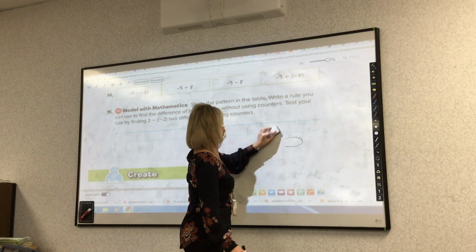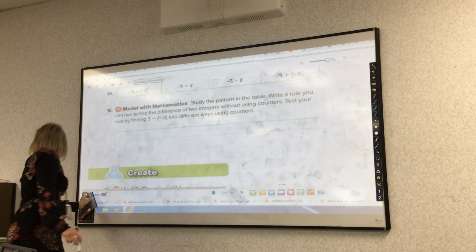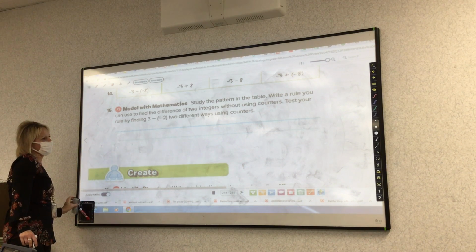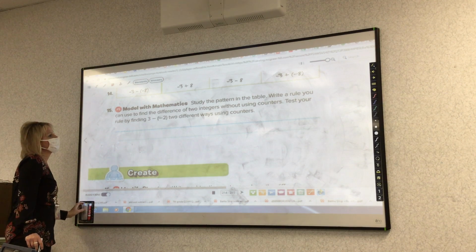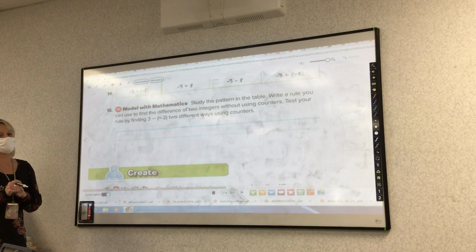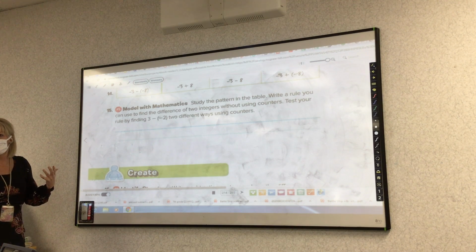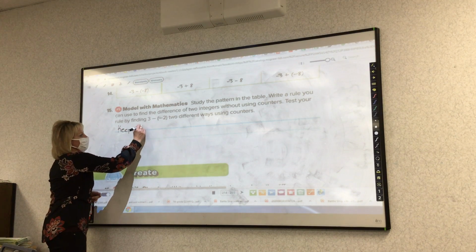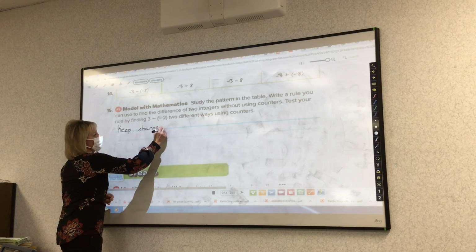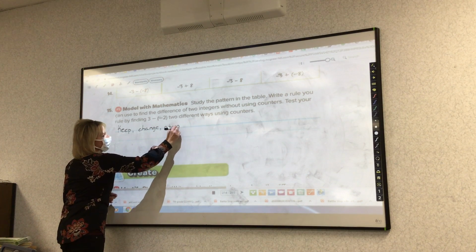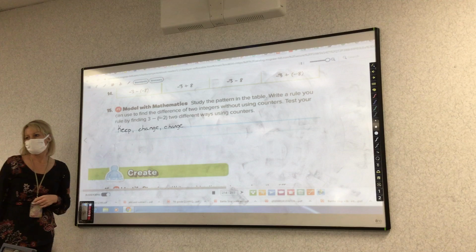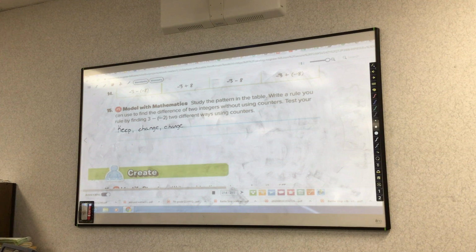So now we have some times that we need to think a little bit. Okay? Because it says, study the pattern in the table. Write a rule you can use to find the difference. What's our rule? We already said it. It's what? Excellent. That's what we're going to write. Keep. Change. Change. But we need to be more mathematically correct. We need some better math terms than just keep, change, change.